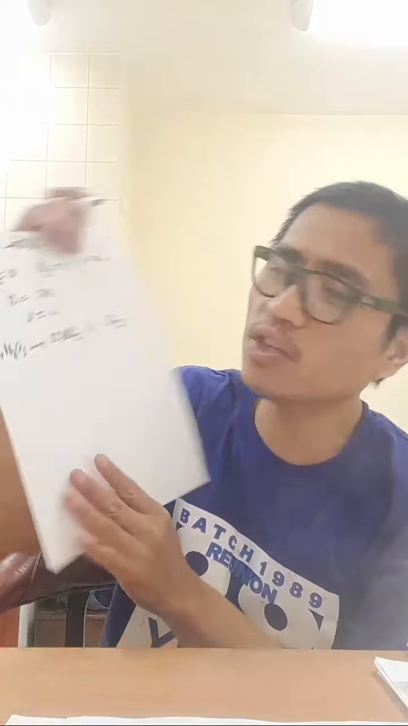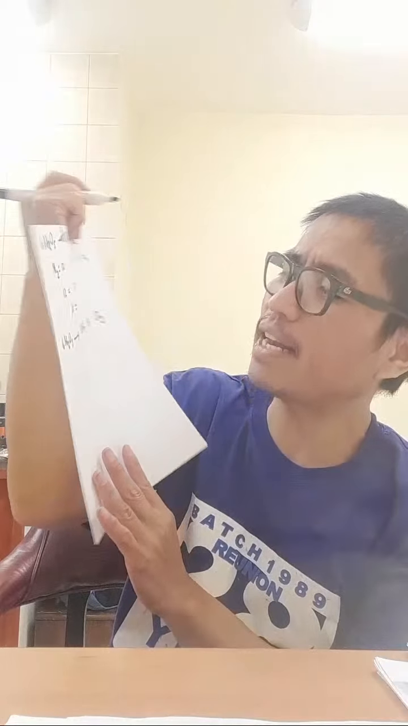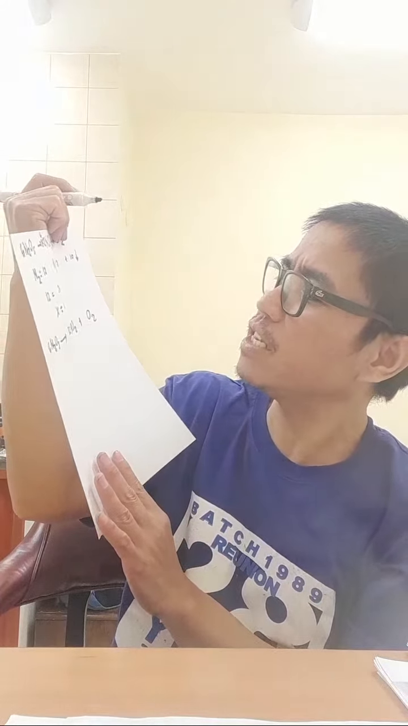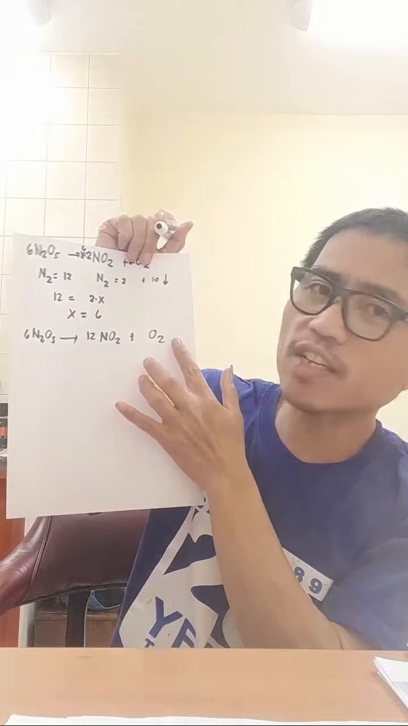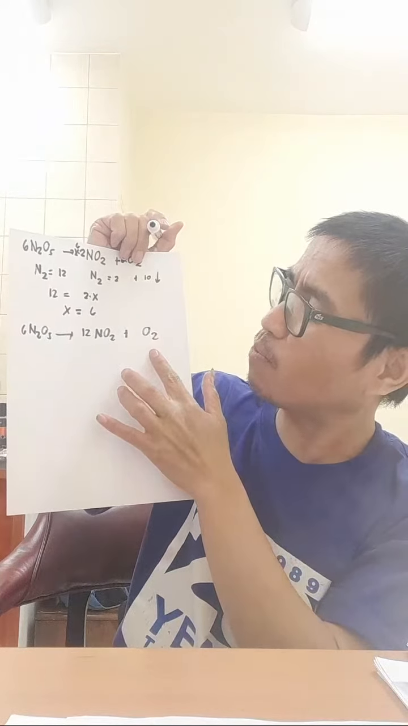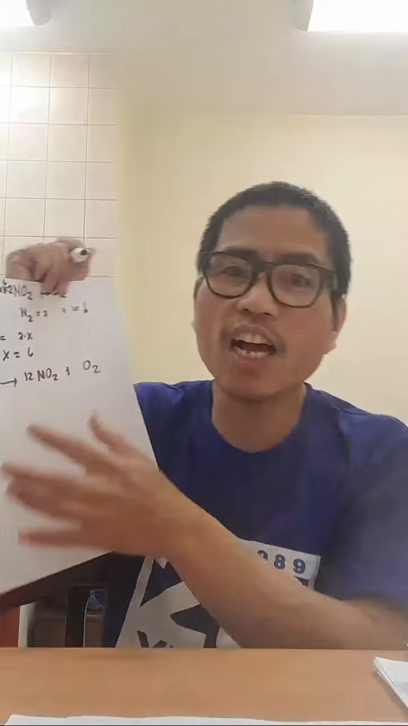Okay, so that is 6. So this becomes 6 N2O5, 12 NO2 plus oxygen gas. So balance again for the third time. Nitrogen is 12, nitrogen is 12, balanced. Oxygen is 30 on one side, 24 plus, here it is lacking 6, so plus 6, automatically times 3.